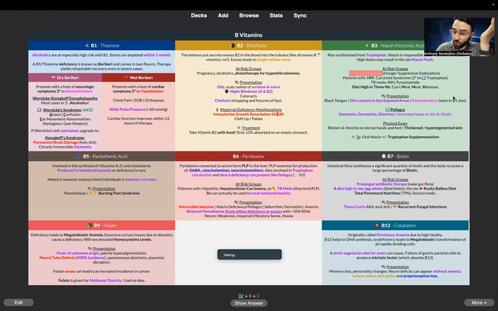Oh, so PLP prevents seizures. So if you have not enough B6, you're going to lose your PLP, intractable seizure. If you're going to be on isoniazid, too much of that, it's going to bind to PLP, intractable seizure. There you go. Oh, I didn't even read that.